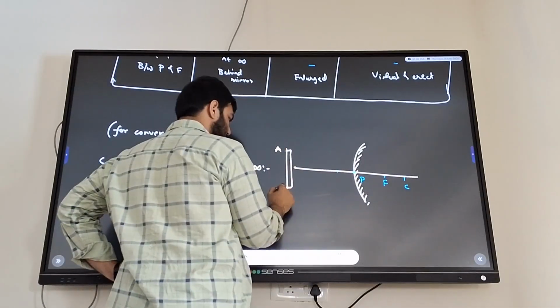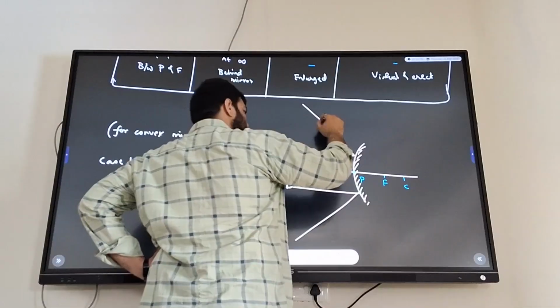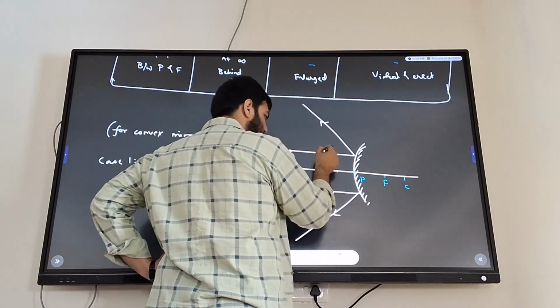Let's say this is my object. Rays are coming like this. They go like this.